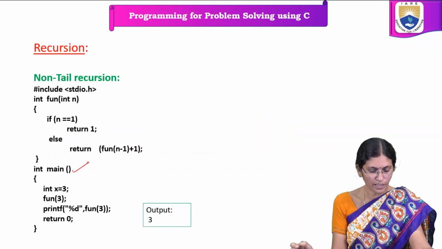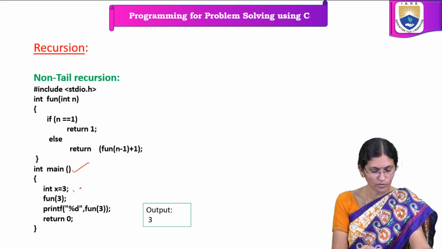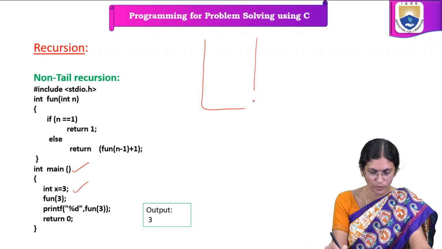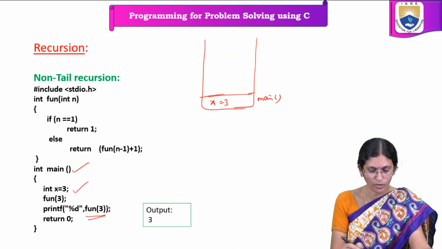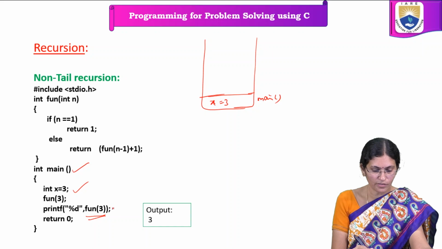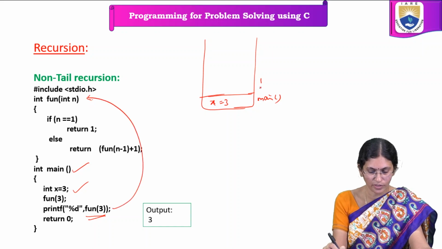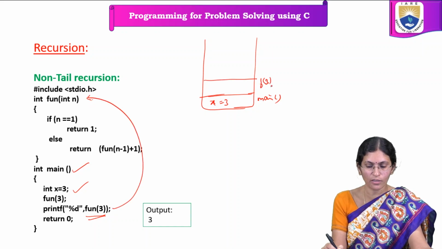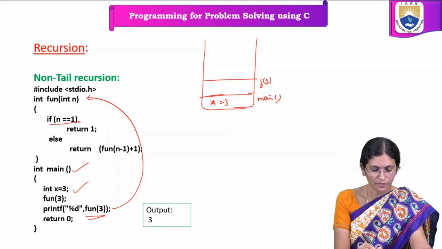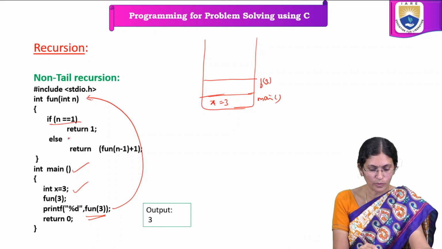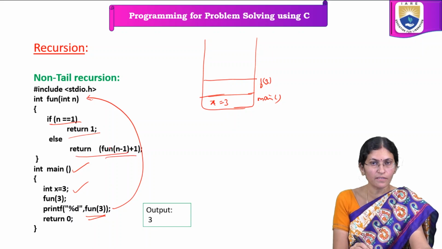Here we have the int main function. We have declared a variable x equal to 3. For the main function, an activation record is maintained, and x is equal to 3 here. There is a function call f of 3, so control is transferred to the function definition. f of 3 will be evaluated, and an activation record for f of 3 will be created. It will check the condition: if n is equal to 1, return 1, else return f of n minus 1 plus 1. So you can see there is a function call.